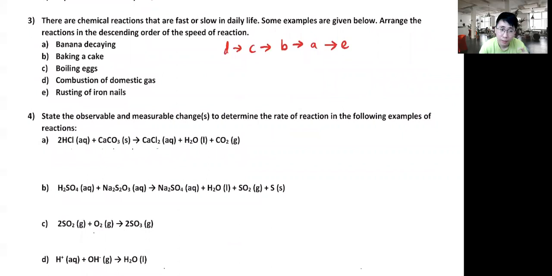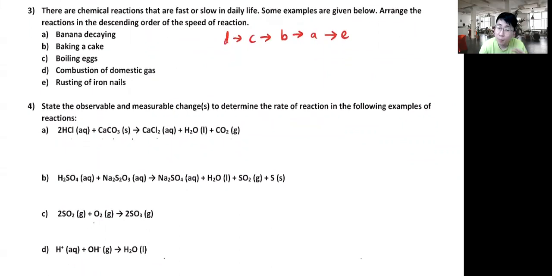Okay, but here you see number four, they say state the observable and the measurable changes. It means what can you observe and what can you really measure to actually find your rate of reaction. So I mentioned to you guys, you've got solid or gas. Try your best to measure solid or gas. Try to measure the mass, try to measure the volume.